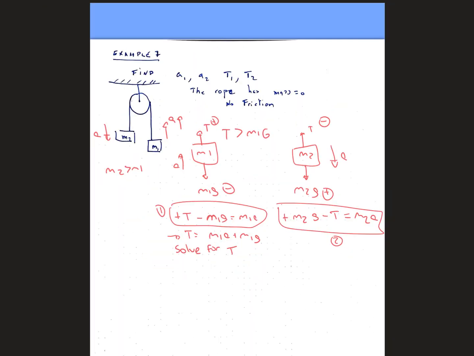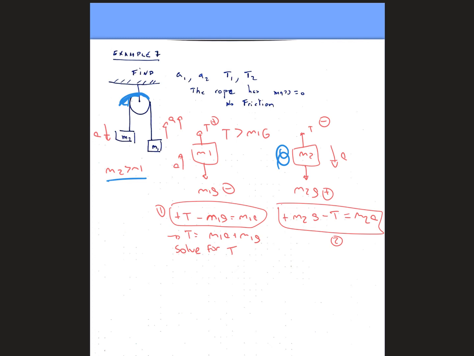First thing we want to do here is isolate both masses. In this case, we isolate mass 2 right here, and we know that mass 2 is going to be greater than mass 1 because of the tension going on right here.